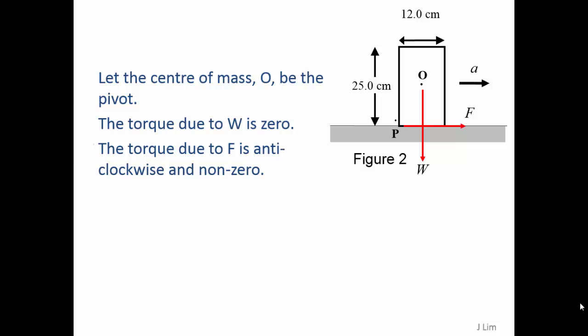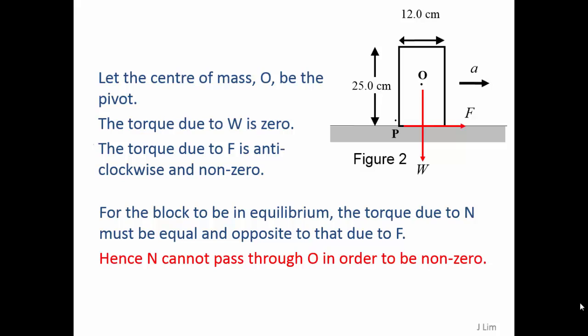Let the center of mass O be the pivot. The torque due to W is 0 because it passes through O. The torque due to F is anti-clockwise and non-zero. For the block to be in equilibrium, the torque due to N must be equal and opposite to that due to F. Hence, N cannot pass through O in order that the torque be non-zero.